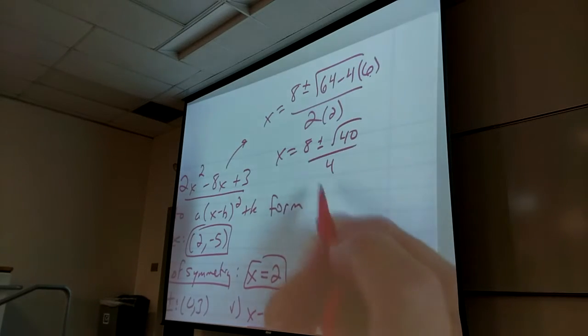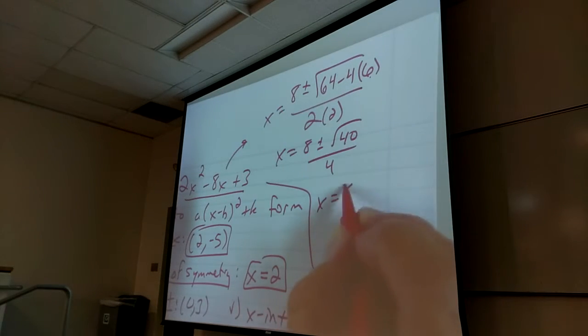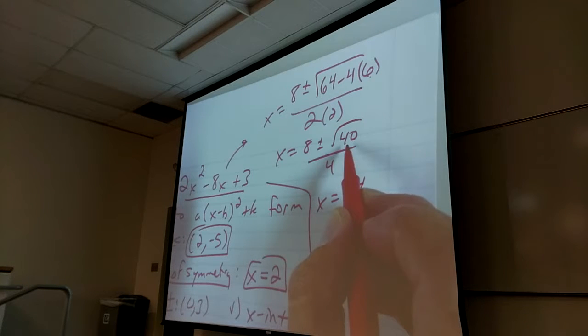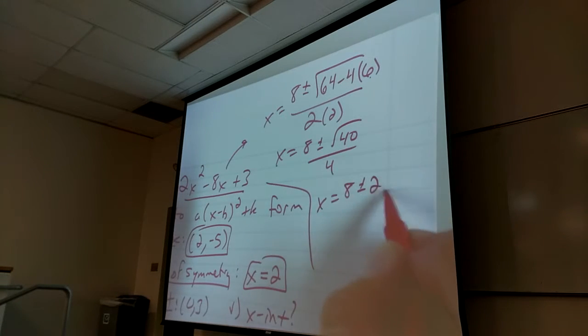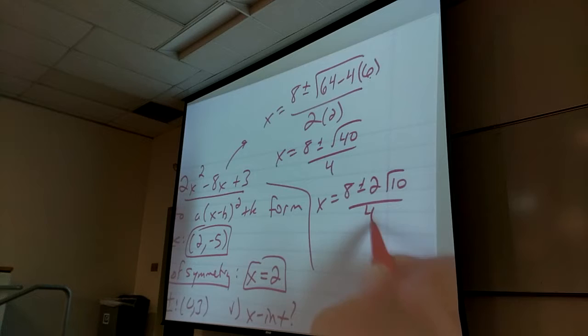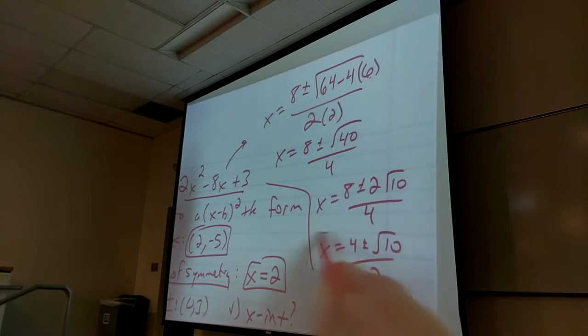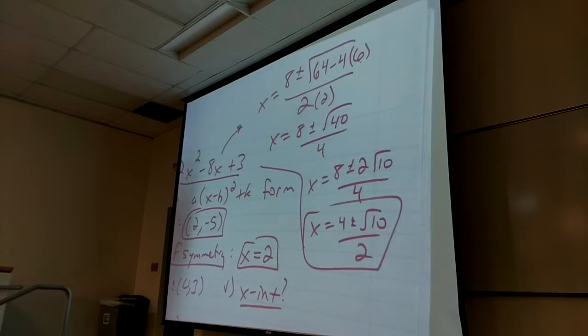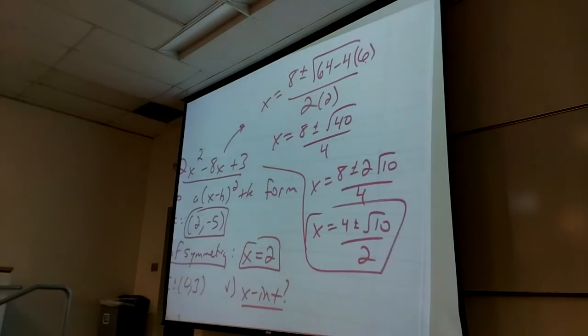All over 4, x equals 8 plus or minus 4 times 10, square root of 4 is 2. And I can divide everything by 2. So I'll make this 4 plus or minus rad 10 over 2. So I can stop here. And then if I asked you to, I'll say make a decimal approximation, which just means plug 4 plus rad 10 over 2 in your calculator, 4 minus rad 10 over 2, get the little decimals.